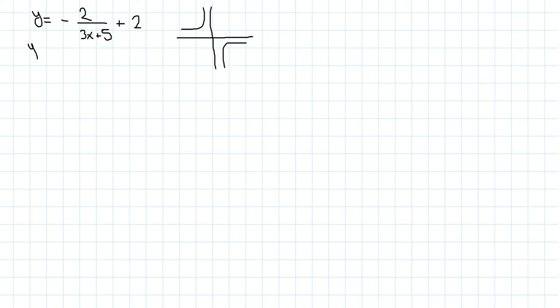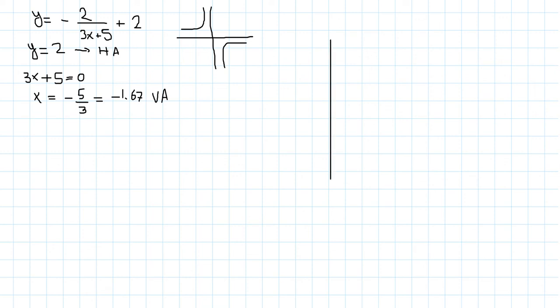So easily y equals 2 is your horizontal asymptote, and where 3x plus 5 is 0 is your vertical asymptote. So easily we can find x equals minus 5 over 3, and it will be minus 1.67. It is the vertical asymptote. Let's draw it.